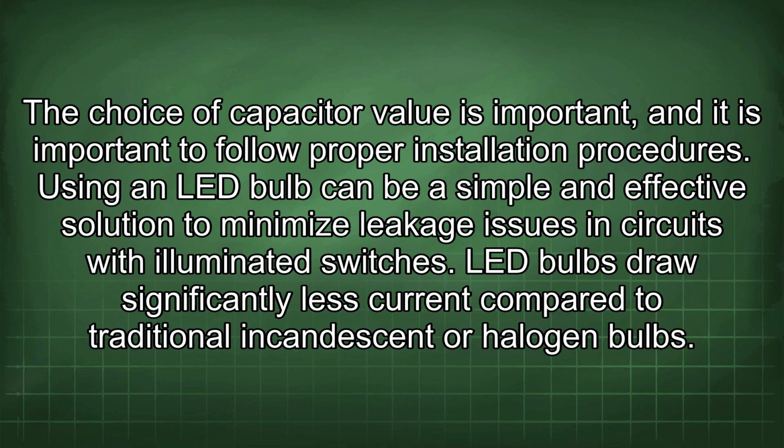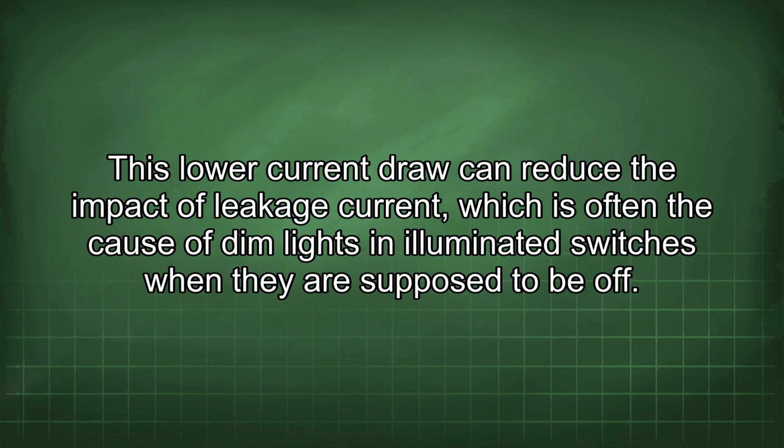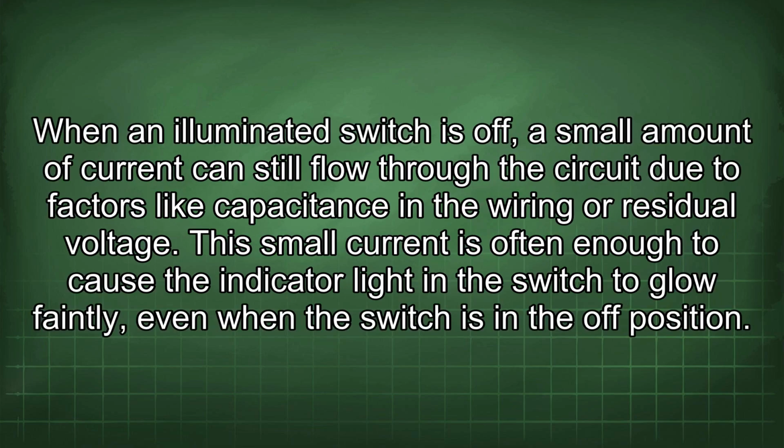Using an LED bulb can be a simple and effective solution to minimize leakage issues in circuits with illuminated switches. LED bulbs draw significantly less current compared to traditional incandescent or halogen bulbs. This lower current draw can reduce the impact of leakage current, which is often the cause of dim lights in illuminated switches when they are supposed to be off. When an illuminated switch is off, a small amount of current can still flow through the circuit due to factors like capacitance in the wiring or residual voltage.